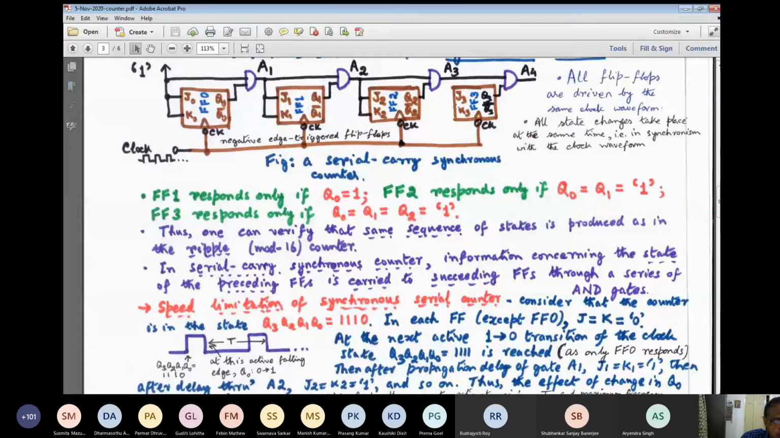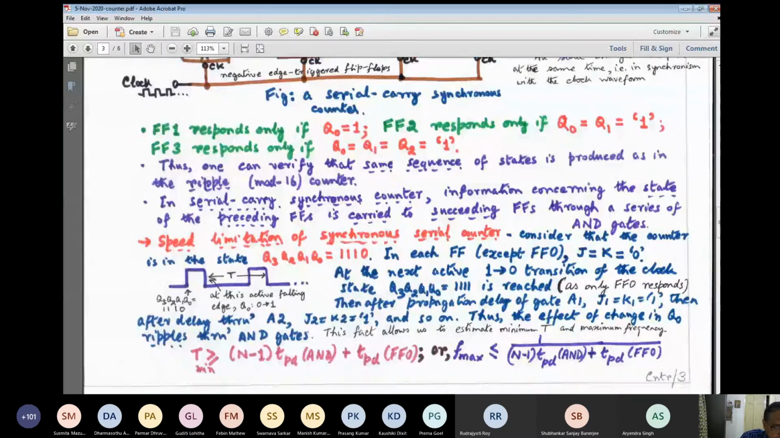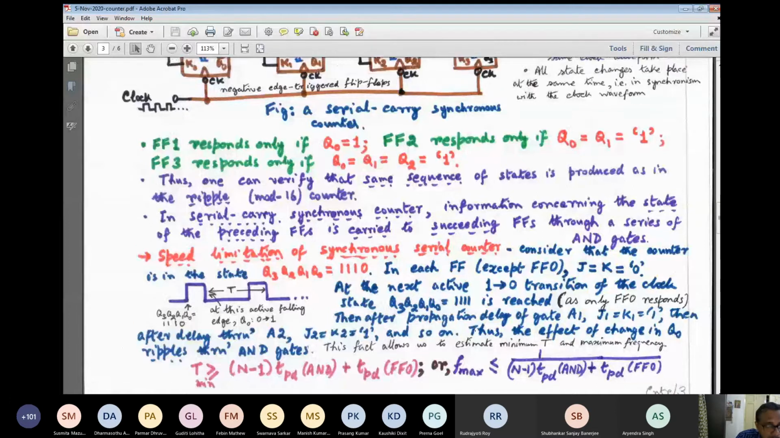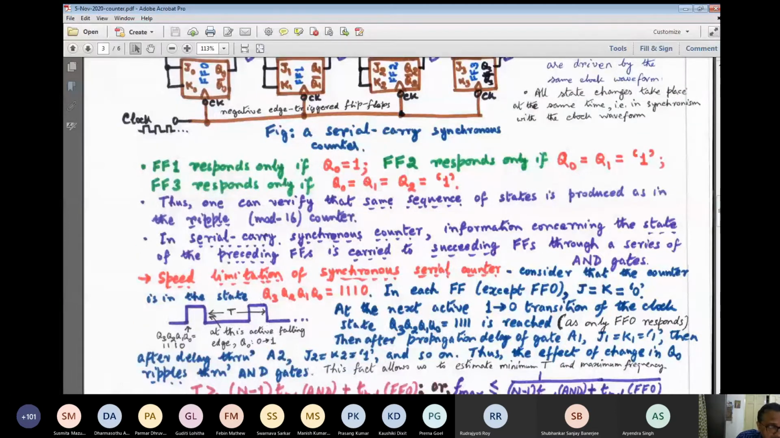So it will have to go through no less than 3 AND gates, or n minus 1 AND gates in general. That's why, after that, if the 1 to 0 transition comes in the clock, then all the 4 flip-flops will be simultaneously responding. That you should keep in mind, right? So the moment this clock edge comes, all the 4 flip-flops respond simultaneously.